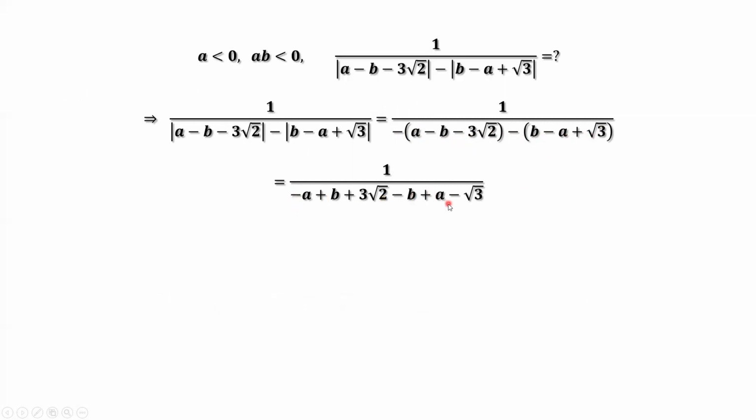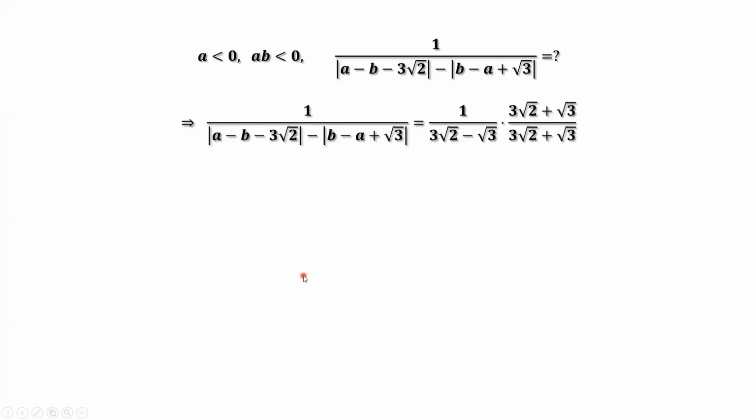Minus a plus a cancelled. Plus b minus b cancelled. Then we have 3 square root of 2 minus square root of 3. We need to get rid of square roots in the denominator. Multiply both numerator and denominator by the conjugate of this denominator, which is 3 square root of 2 plus square root of 3.